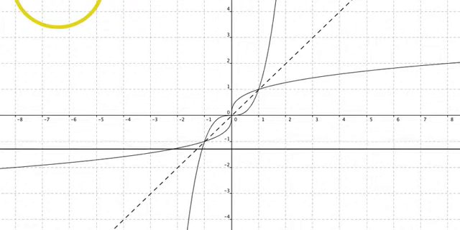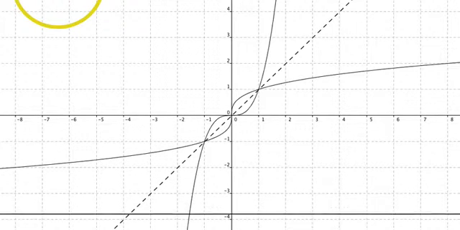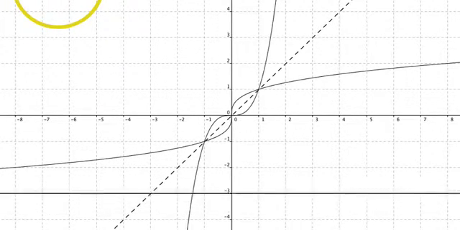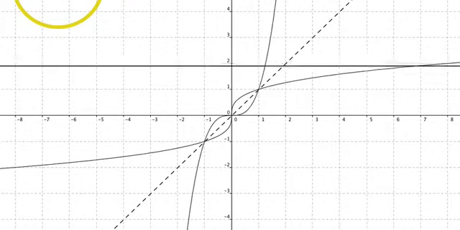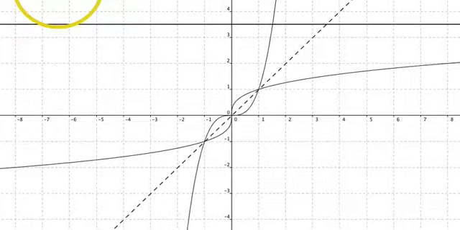And since that's the case, when we graph its reflection about y equals x, or when we graph its inverse, it'll pass the vertical line test. So since the original passed the horizontal line test, then its inverse is a function. And that's all we want to know about it. Okay? So, hope that helped.